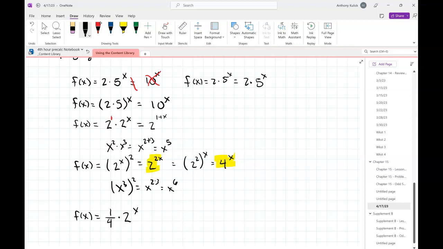How about this? 1/4 times 2 to the x. What can I do with that? There is some simplifying we could do here. Okay, surely we can write 2 to the x over 4. Still more we can do with it, though. But there's nothing wrong with doing that. That's perfectly fine.